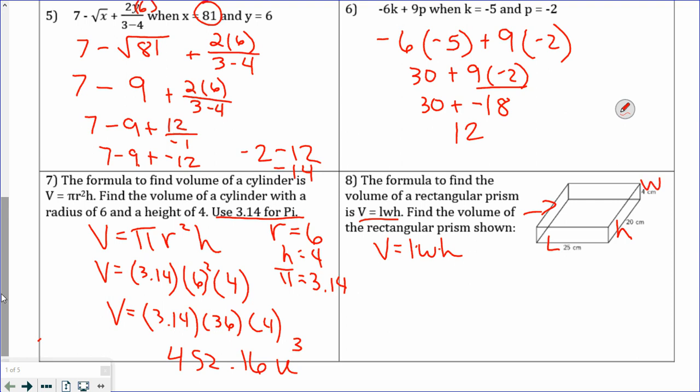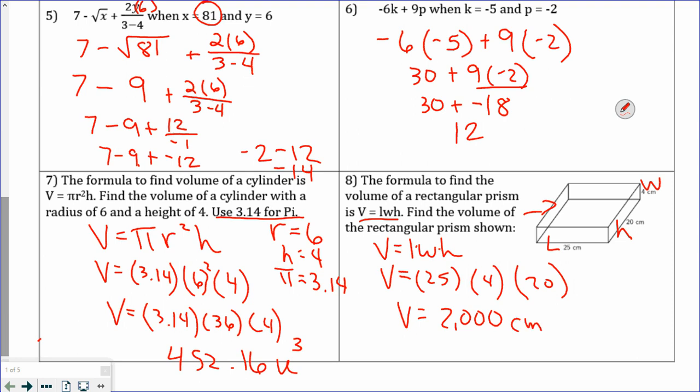Doesn't matter what order you multiply them in, because no matter what order we multiply in, the commutative property says I'll get the same product. All right, so let's plug in 25 for my length, 4 for my width, and 20 for my height. I'm going to multiply them all out, 25 times 4 times 20, and write my answer below. So you should get 2,000 centimeters. Yep, 2,000 centimeters cubed.